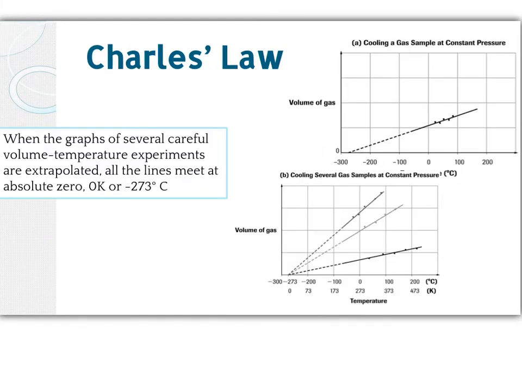This is showing Charles' law graphically, and what you can see is that as the temperature increases, the volume is also increasing as well. If you take these graphs and you extrapolate them, which is what these dotted lines are here, the extrapolation of temperature and volume graphs meet at absolute zero, which is 0 Kelvin.